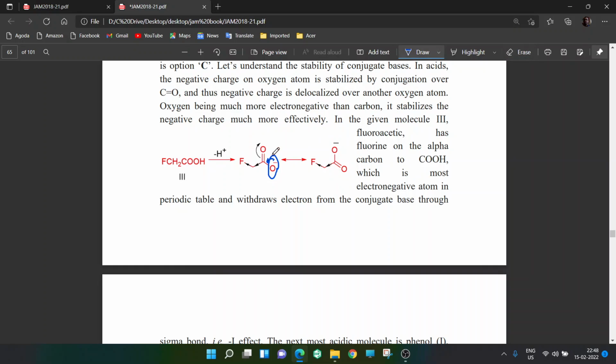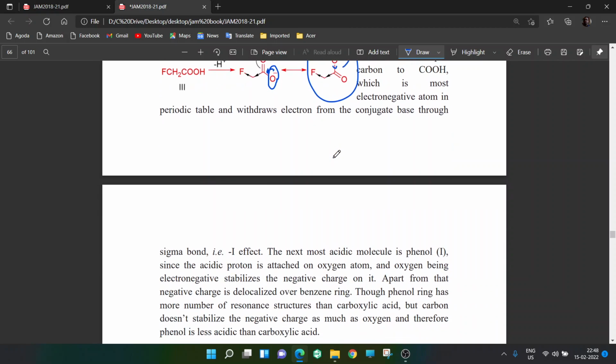Apart from that, fluorine is there. Fluorine pulls electrons. So see here, through the sigma bond it pulls the electron density, so again the negative charge is reduced and delocalized, as fluorine takes it away. So it's making this very stable. So this will be more stable, and this will be the strongest acid.